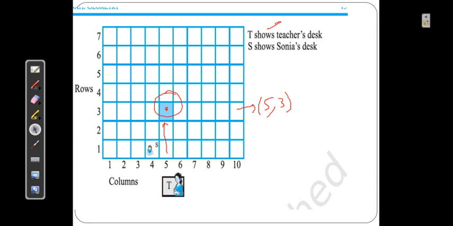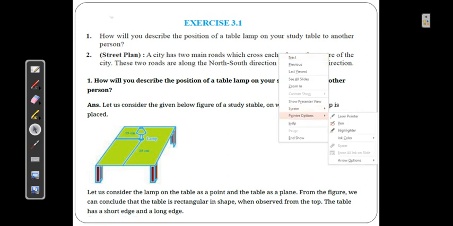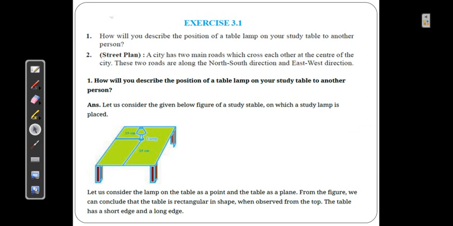Start with the exercise, a very interesting exercise. The answer is also given, but first you should try by yourself. Otherwise, if you are unable to get the answer, you may write the answer. The very first question is: how will you describe the position of a table lamp on your study table to another person? It depends upon how you sit, right? Only then can you explain the position of your lamp. Suppose this distance is 25 and this distance is 15. This is the position of the lamp.